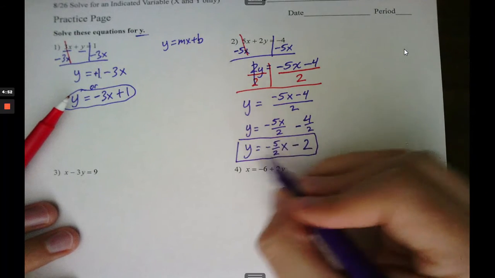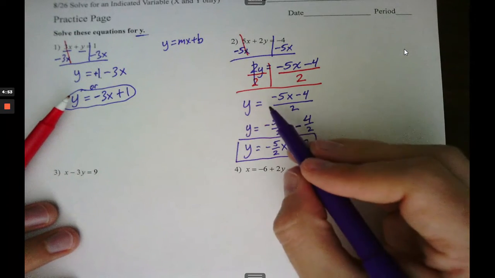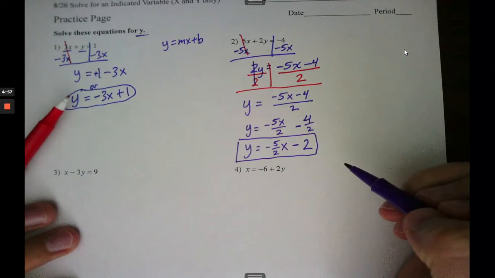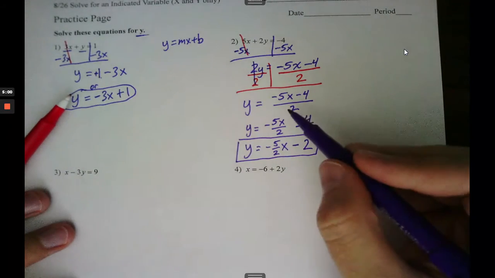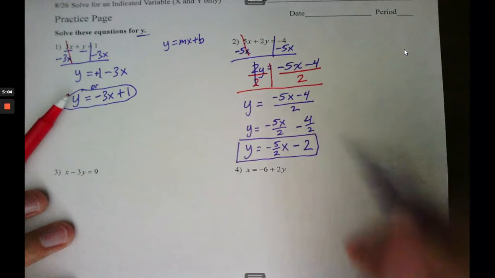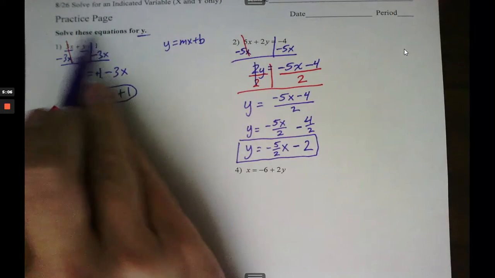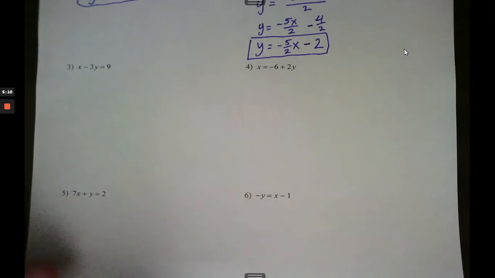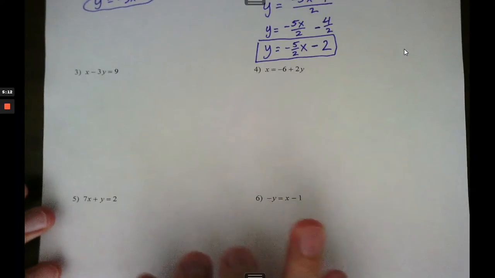This is the most simplified answer, but all three of these are technically correct. And I'm pretty sure all your teachers would give you credit for any of these on this particular assignment, because the directions simply say solve for y. Okay. So once you get y on a side by itself, that's all you technically have to do.